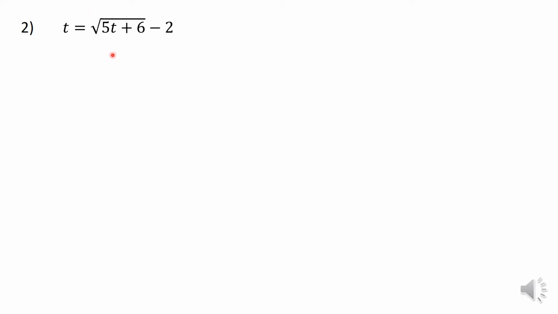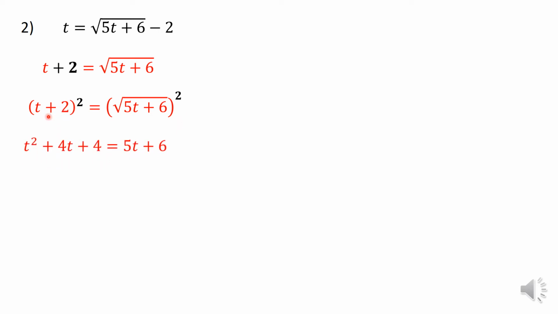The idea is you want to isolate the square root. So you're going to add 2 to both sides of the equation. And once you're here, you're going to square both sides again. I know it could look complicated, but just follow the steps. And I hope you remember from that quick revision that you're going to end up here with t squared plus 4t plus 4: square the first, square the second, plus twice the product of these two in the middle. And on this side, the square root and the square just cancel each other.